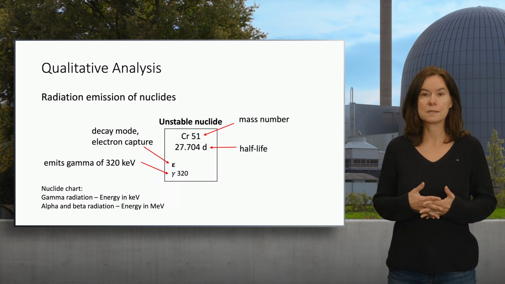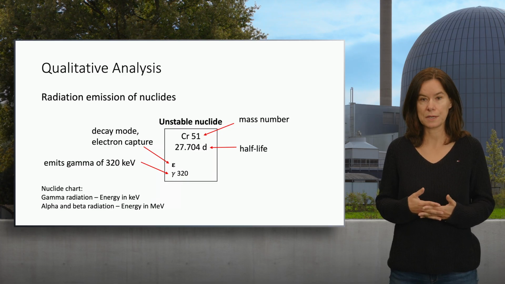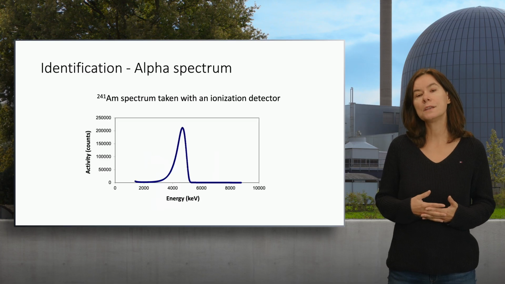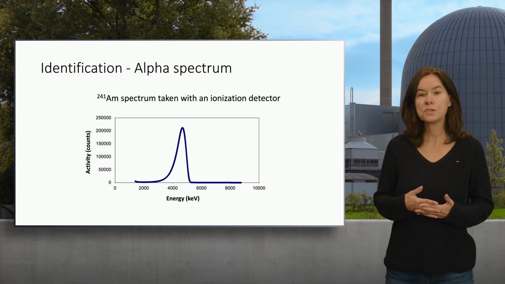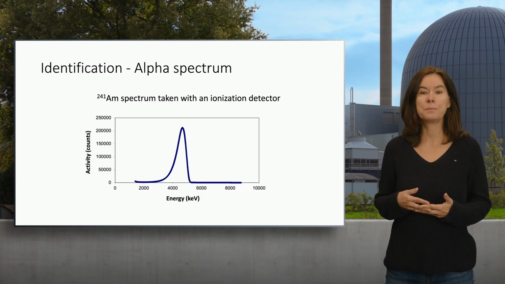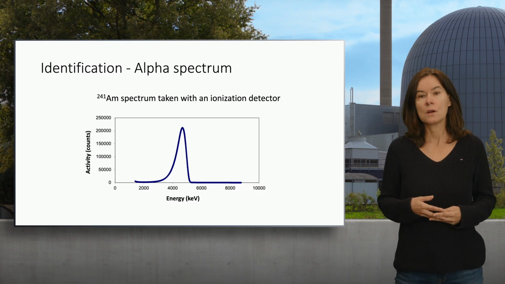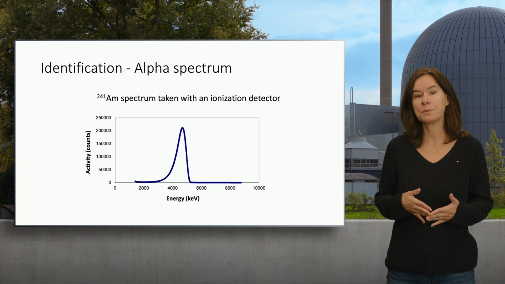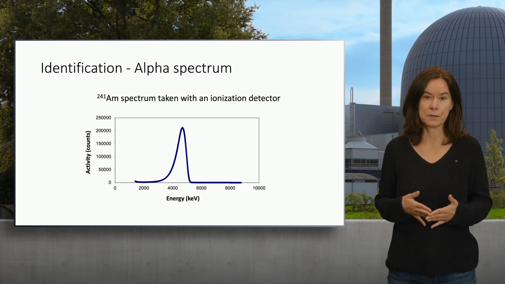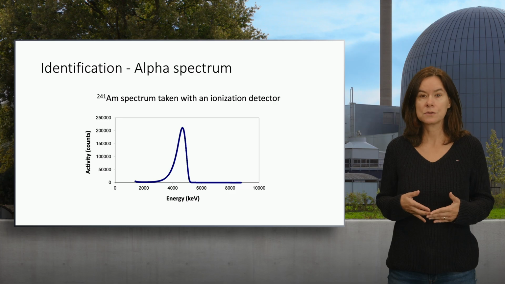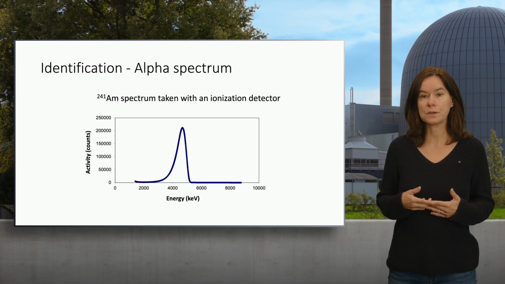Now let us have a look at some spectra and learn which type of radiation is best suited for the identification of radionuclides. In this slide you can see the alpha spectrum of the radionuclide americium-241, which emits alpha particles of 5.5 MeV. The width of the radiation peaks depends on the detector type and reflects the energy resolution of the detector. Radionuclides emitting alpha particles can in principle be identified by measuring the energy of these particles. However, detectors that can properly measure the energy of alpha particles are uncommon in radiological labs.